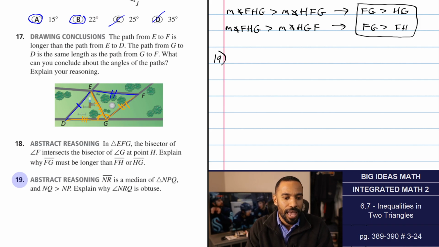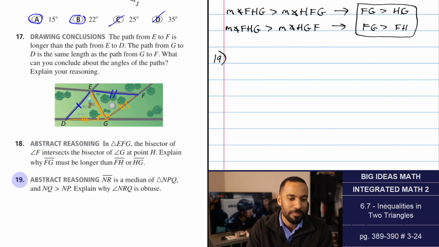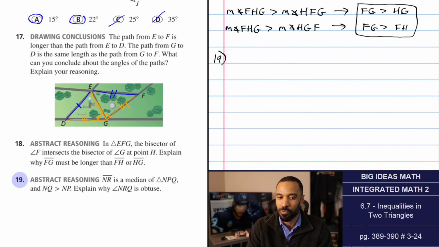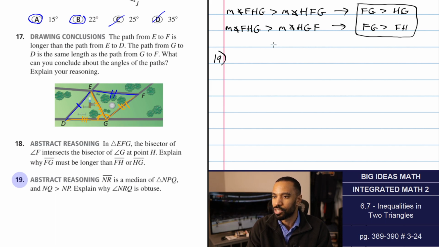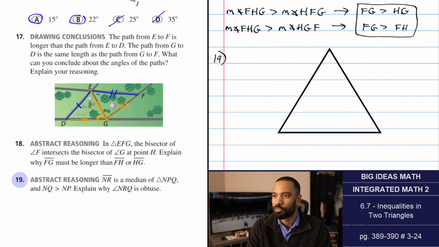So number 19, NR is a median. Ooh, this is a centroid kind of thing. NR is a median of triangle NPQ, and NQ is greater than NP. Explain why angle NRQ is obtuse. All right, let's do another triangle. Let's see if we can attack this one with flying colors or not.